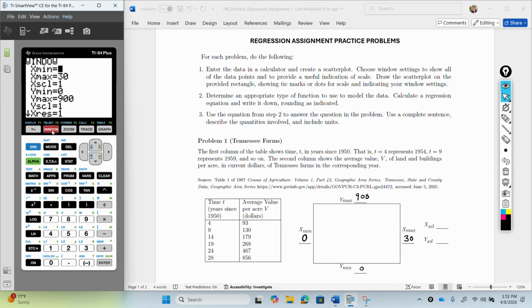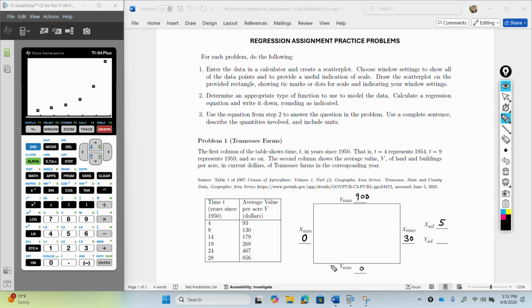So I'm going to click here on Window, and I'm just going to come down to X scale, and I'm going to change that to a 5. Then I'm going to press Graph, and see, look at my grid marks now on the X-axis. That's really nice. I like that. So I'm going to go with that.